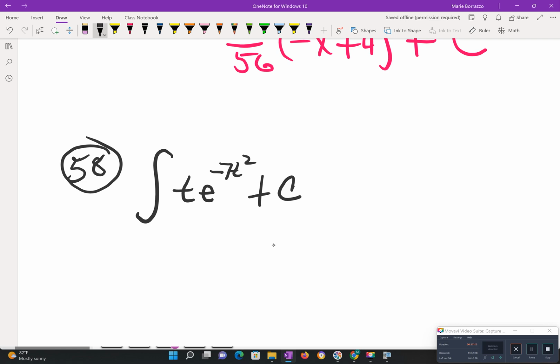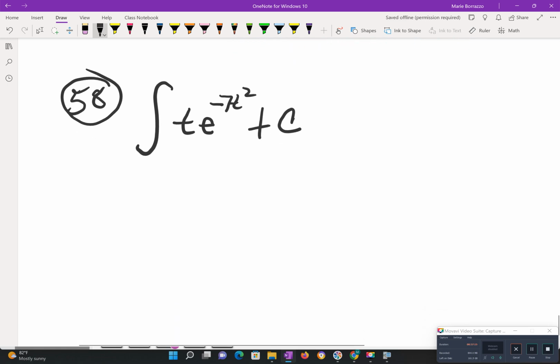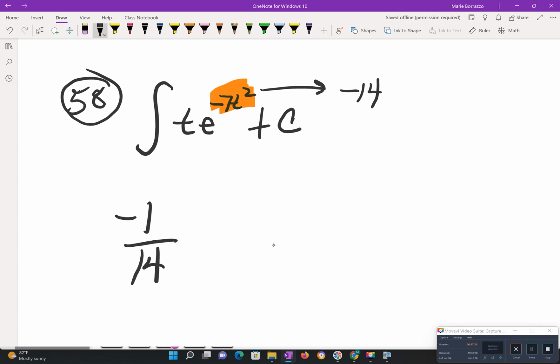So remember that this numerator is important to us because this gives us negative 14 as the antiderivative. So our constant value would be negative 1 over 14 e to the negative 7t squared plus c. And I believe that is answer choice B. B as in boy.